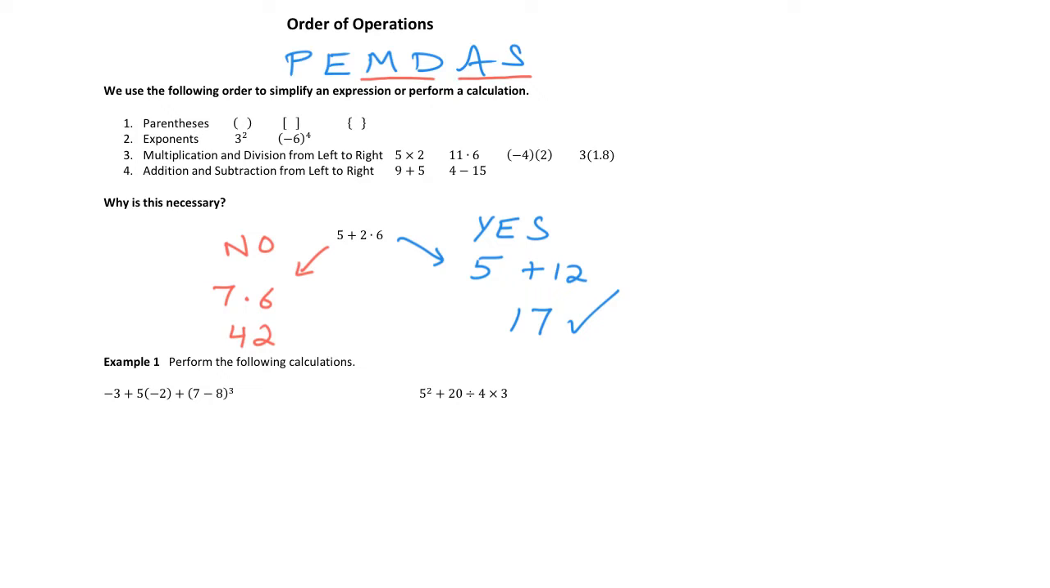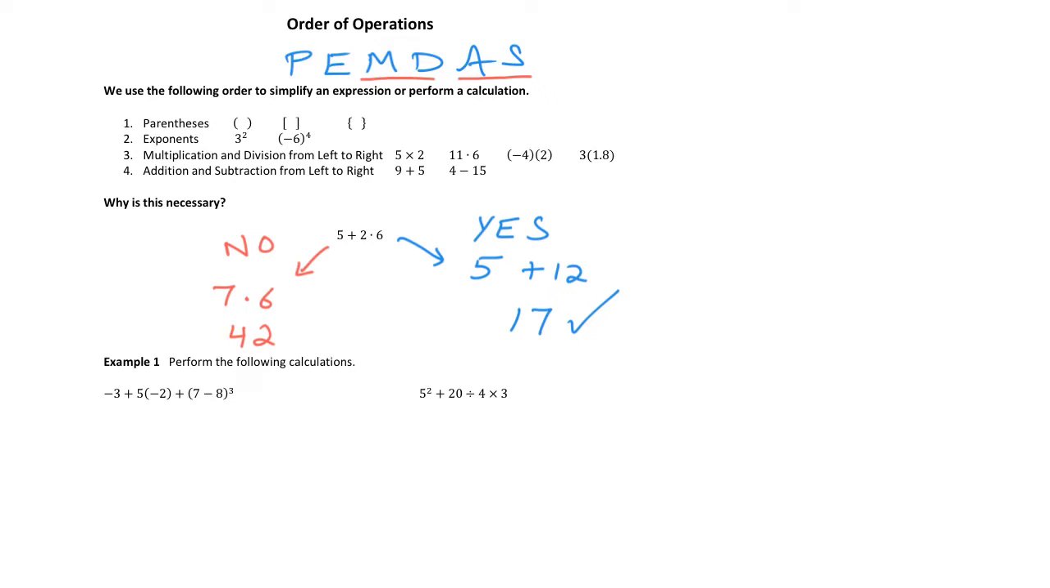We have two different parts here, starting with -3 plus 5 times (-2) plus (7 minus 8) cubed. What do we have here? We have two sets of parentheses, but really over here this just means multiplication since it's only -2 from here to there. Whereas this 7 minus 8 in the parentheses means, okay, we have to simplify that first before moving on. So I'm going to start right here.